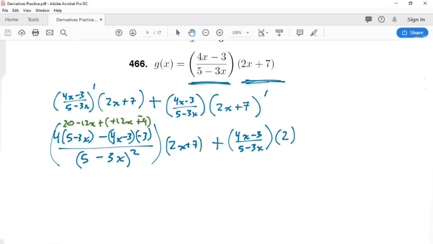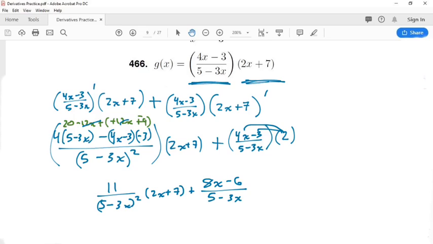Now I can combine like terms. So I get, my x terms go away. That's kind of neat. And then I get 11. So I get 11 over 5 minus 3x, and that's going to be squared. That is being multiplied by 2x plus 7. And you add to that this business. I'm just going to distribute this 2 to this and this. Don't forget, if it's not a fraction, you're only multiplying that number to the numerator. I get 8x minus 6, and then I have 5 minus 3x on the bottom. And that's as far as I want to take this one right now.